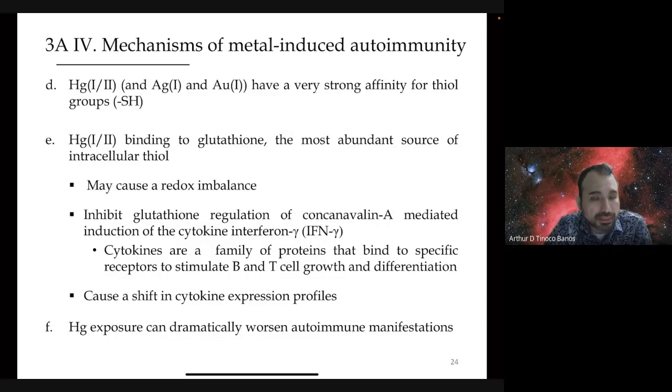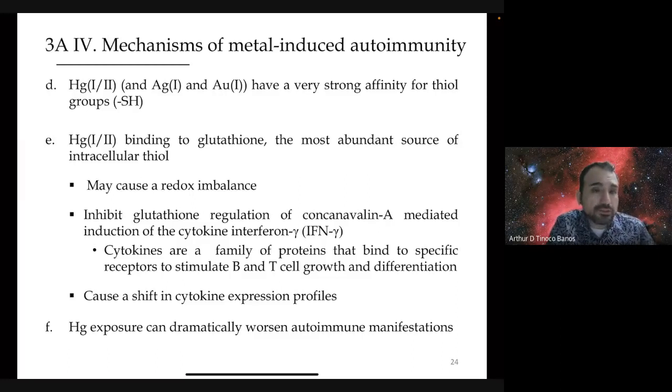Other proposed mechanisms, for instance, mercury 1 and 2, and even gold 1 and silver 1, have a very strong affinity for thiol groups. Right? So we know the properties of these metals as being soft, and so they have this capacity of being able to bind to soft base groups that are present in biomolecules. Mercury 1 and 2 bind to glutathione, which is, as you know, the most abundant source of intracellular thiol.